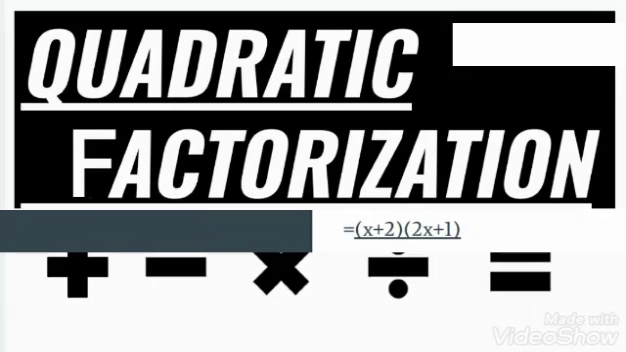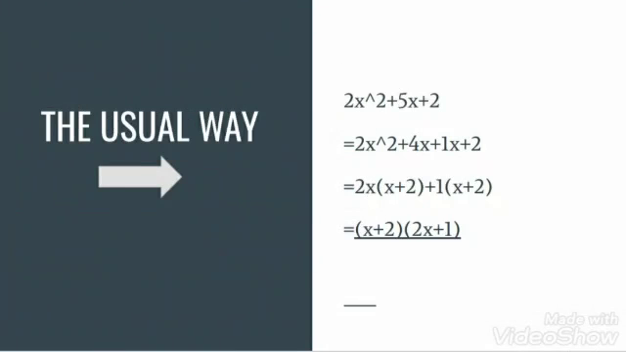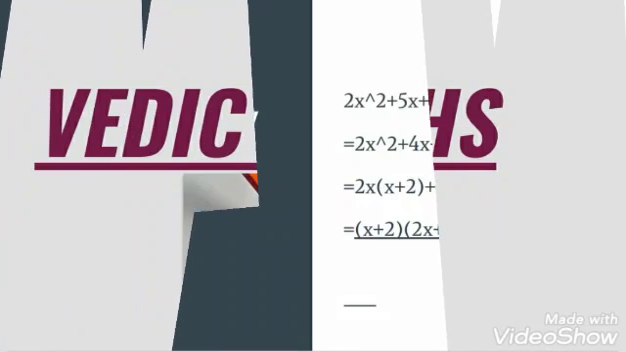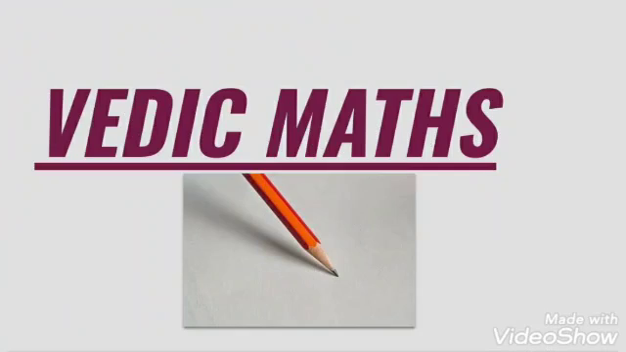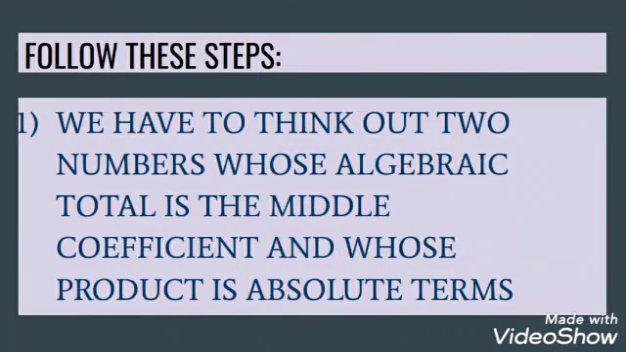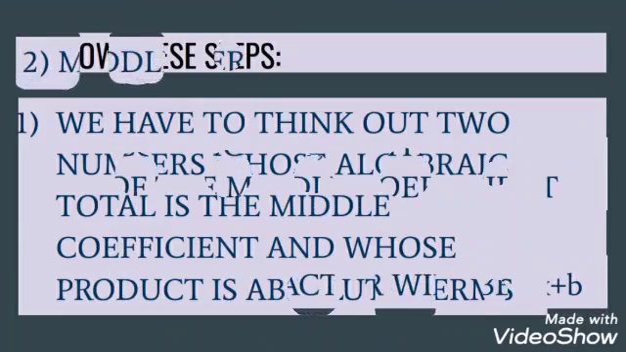So let's get started. Usually, while solving quadratic equations, we split the middle term and then find the common factors. But this seems quite boring and slow moving too. Now, let's try to do the same with the Vedic maths. We have to think out two numbers whose algebraic total is the middle coefficient and whose product is the absolute term. This is the same step we usually follow.